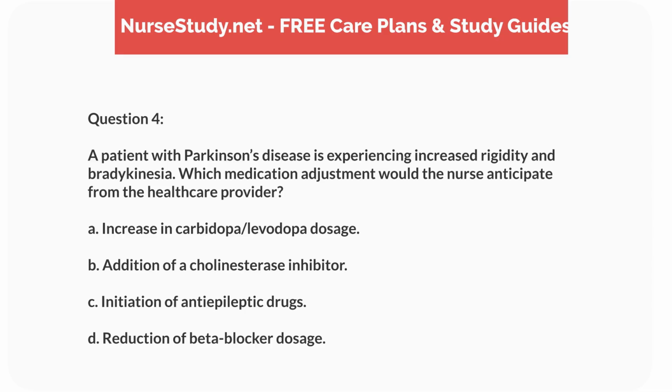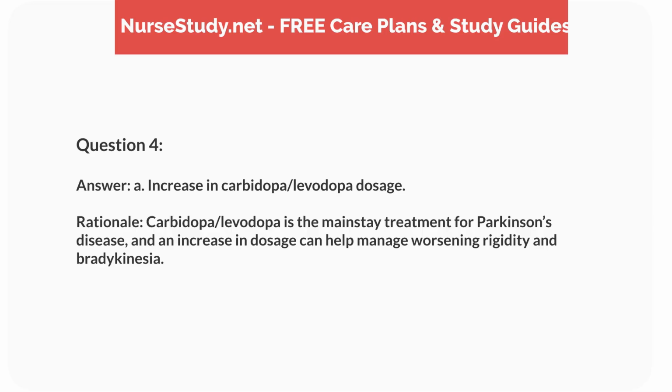Question 4. A patient with Parkinson's disease is experiencing increased rigidity and bradykinesia. Which medication adjustment would the nurse anticipate from the healthcare provider? A. Increase in carbidopa/levodopa dosage. B. Addition of a cholinesterase inhibitor. C. Initiation of antiepileptic drugs. D. Reduction of beta blocker dosage. Answer: A. Increase in carbidopa/levodopa dosage. Rationale: carbidopa/levodopa is the mainstay treatment for Parkinson's disease, and an increase in dosage can help manage worsening rigidity and bradykinesia.